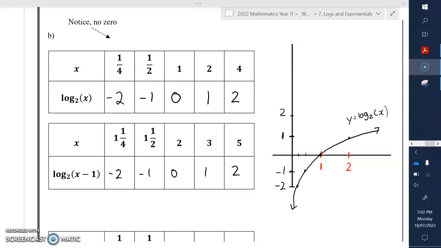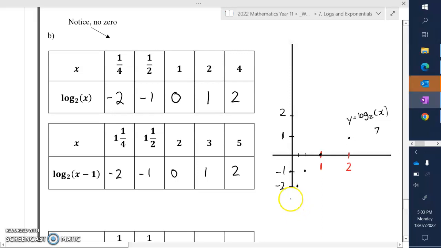You can pause the video and compare your graph to mine. y equals log base 2 of x. Does yours look like that? There was a little point up here that said, notice there is no 0. Have a think about what that means. Pause the video if you need to have a think about it. What that's saying is there's no x equals 0 here, because our y-axis, which is the line x equals 0, is an asymptote. So it's never actually going to touch. The bottom of my graph, which is a little bit wobbly there, probably needs to look a little bit more like it doesn't touch that axis.